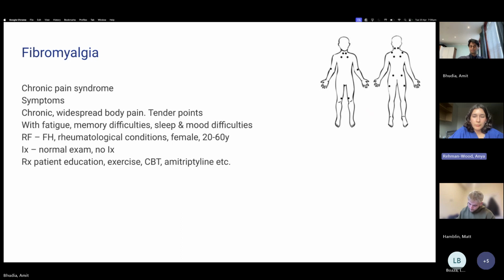Investigations will be normal, and the treatment is patient education, physio, CBT, and medications to treat neuropathic pain, so amitriptyline, pregabalin, duloxetine. The reason being that it's a chronic pain state, which they think is to do with a CNS-driven pain amplification type syndrome. So you can't use nociceptive medications like NSAIDs or paracetamol. In terms of pain relief, the only ones that are really going to work here are these neuropathic pain meds. Other associated conditions are IBS, tension-type headaches, chronic fatigue syndrome, and there's a couple others like TMJ disorder, but they're not very relevant.